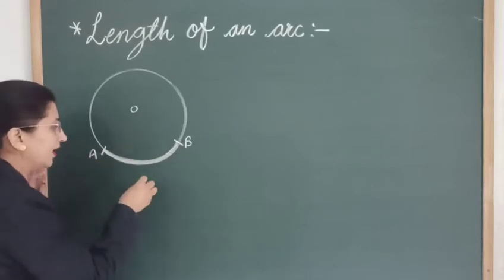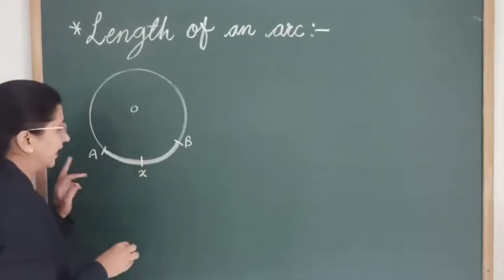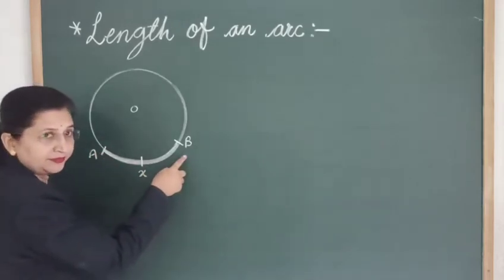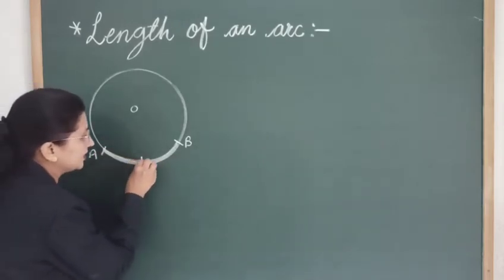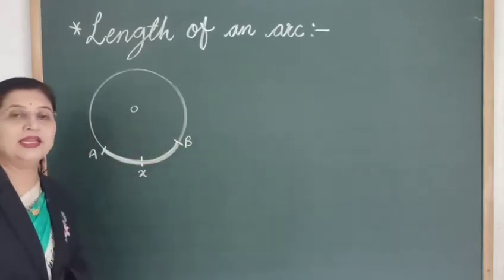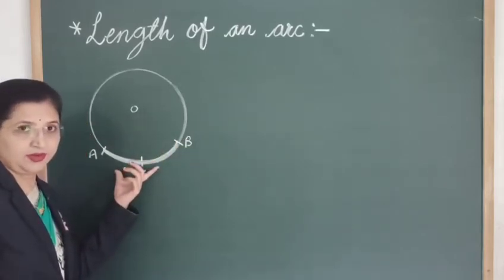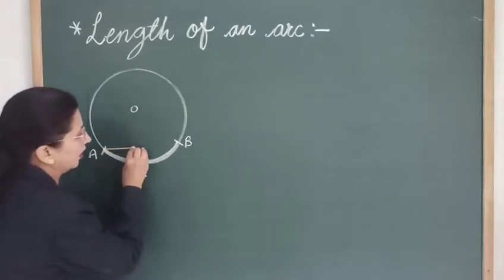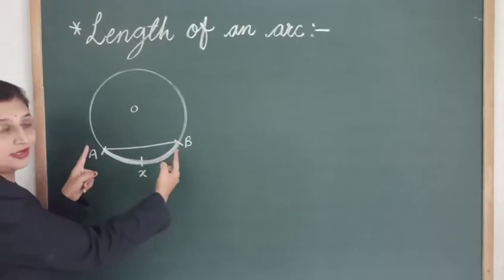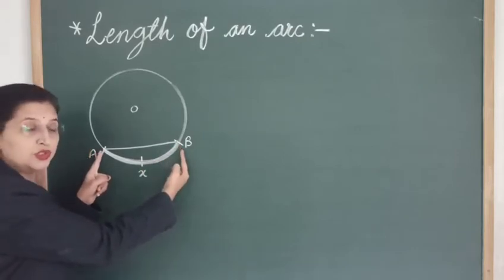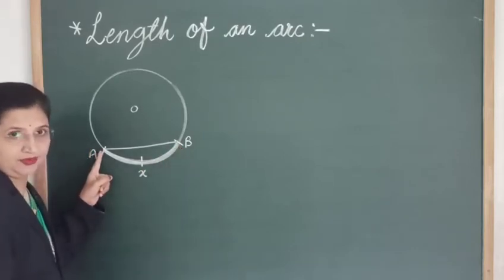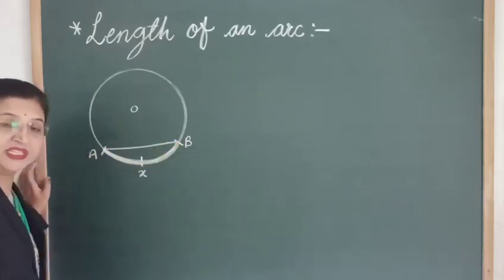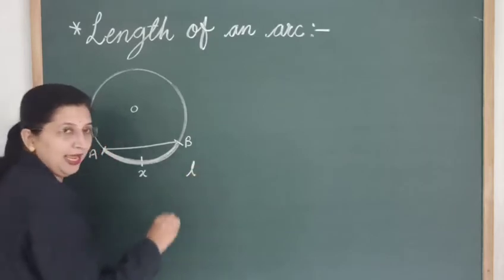To make it clear, let's take one more point between points A and B, to make the arc AXB. So this curved distance is called the length of an arc. And this length of an arc is always longer than the straight distance between these two endpoints of the arc. The length of this arc AXB is denoted by small l.